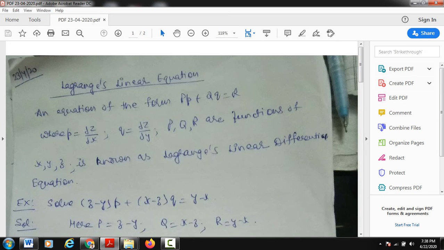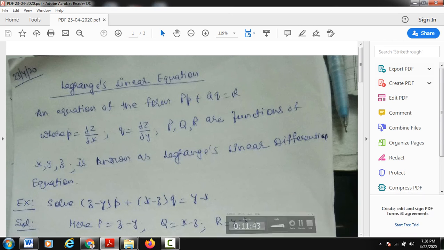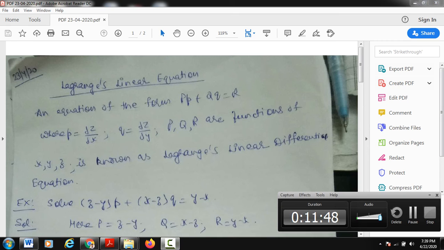Small p stands for curly z over curly x and small q stands for curly z over curly y. After that, the degrees of small p and small q should be 1. They should not multiply together, and they should possess degree 1. So this is known as the first order linear partial differential equation, in other words also known as Lagrange's linear differential equation. Then the first step is to compare the given equation with the form capital P p plus capital Q q is equal to capital R.